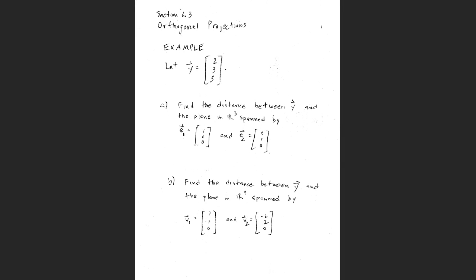Okay, this question here maybe. V2 is -2, 2, 0. Hold on. Yeah, -2, 2, 0. Let me see here. So this is, okay, very good, very good.